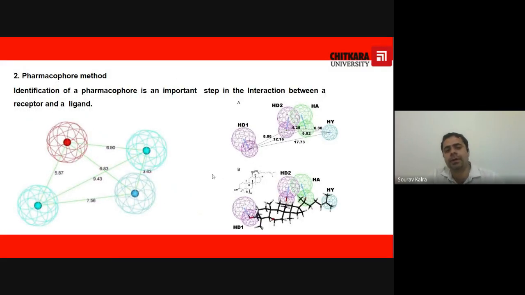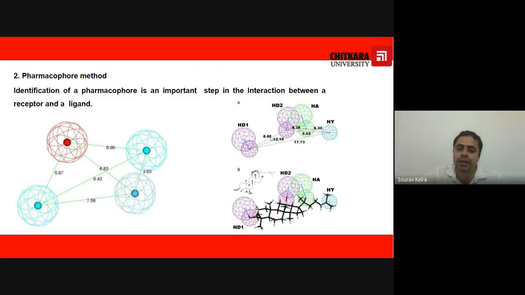The second method is the pharmacophore method, as shown here. In this method, we take the features of the molecule. Like if there is a ring, we can mark that ring. If this is the structure of a steroid, there is a hydrogen bond donor here, a hydrogen bond acceptor here, and a hydrophobic part. By marking these, they have made a beautiful pharmacophore. This is a distance based pharmacophore.